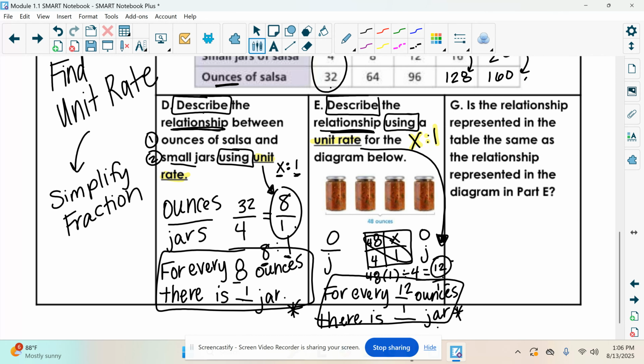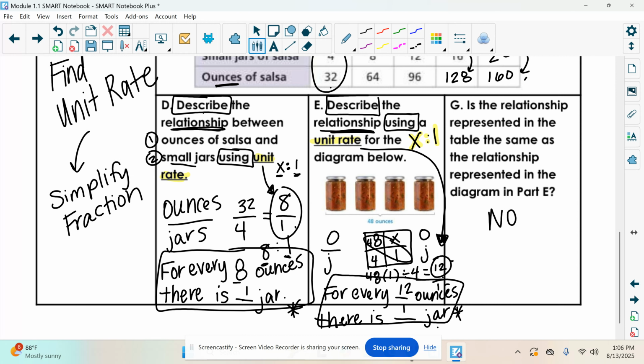No. This is 12 ounces in one jar. This is 8 ounces in one jar. Which jar is going to be bigger? The 12 ounces. So are they the same size jars? No. So we're just going to put no for now.